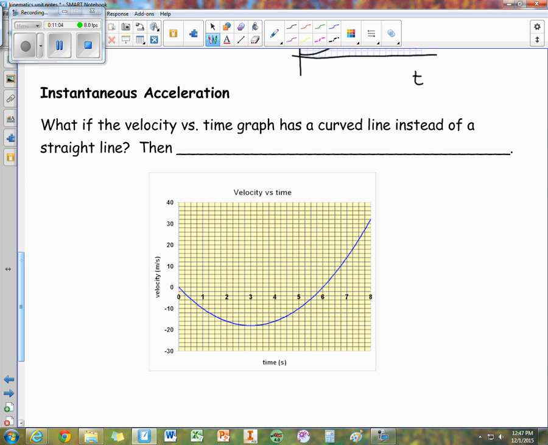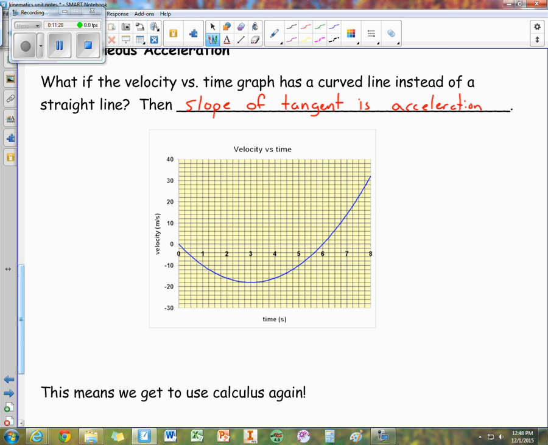Okay, let's say we have a velocity graph that's not a straight line. It's a changing one. Well, once again, the slope of the tangent line would be the acceleration. So here, I have a negative acceleration. Down here, I have 0 acceleration. And then right here, I have a positive acceleration.